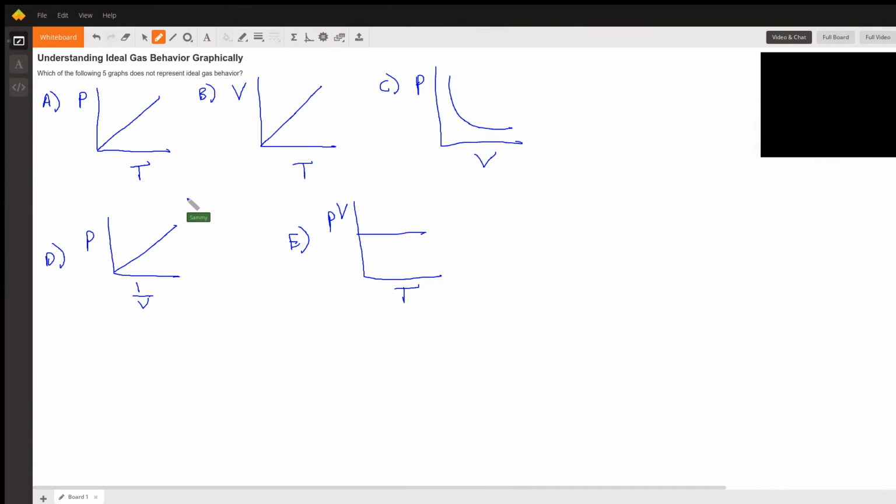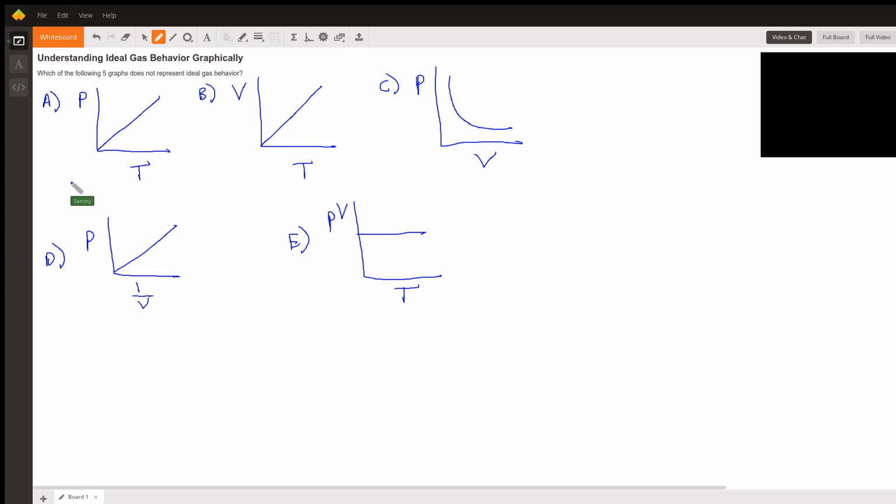The topic is understanding ideal gas behavior graphically. And the question is, which of the following five graphs does not represent ideal gas behavior? So let's go ahead and look at graph A. We have pressure versus temperature, and the graph is a line going straight up.